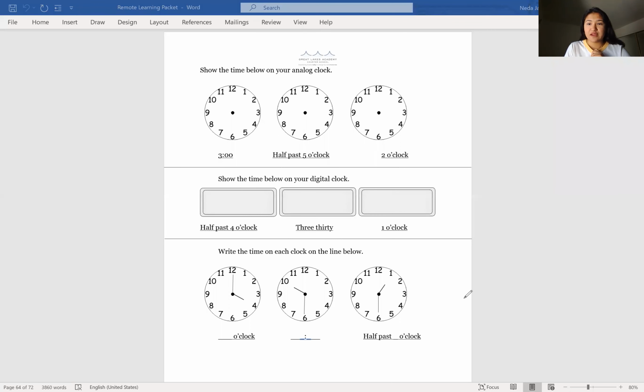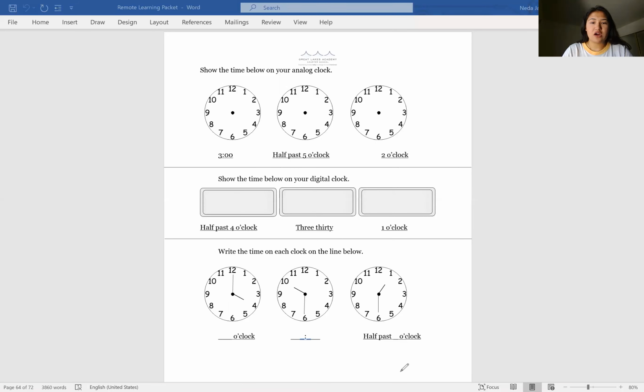So if we are going to draw lines on our analog clocks, we must always start with the hour hand. The hour hand helps us know what hour we're in. And here's a little trick for you. The hour hand is the shorter hand. The minute hand is the longer hand.